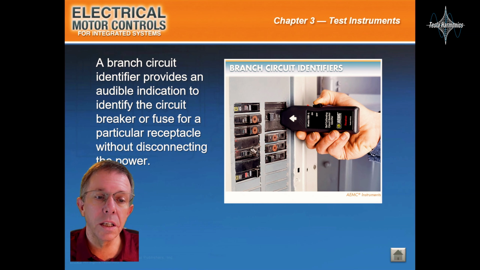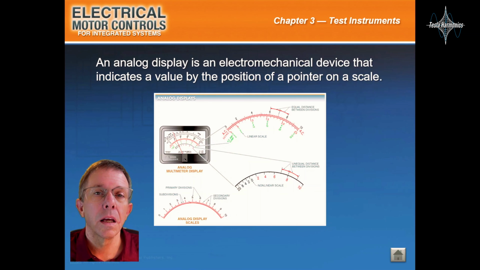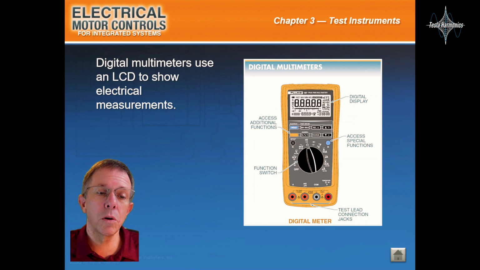A branch circuit identifier provides an audible indication to identify the circuit breaker or fuse for a particular receptacle without disconnecting the power. Analog multimeters use a calibrated scale and a pointer to display electrical measurements. An analog display is an electrical mechanical device that indicates a value by the position of a pointer on a scale. Digital multimeters use an LCD to show electrical measurements.